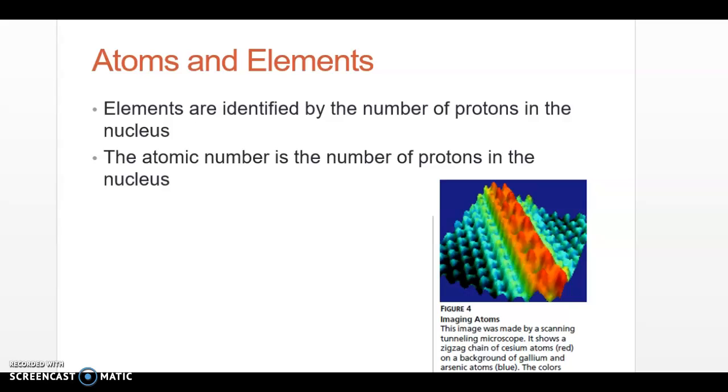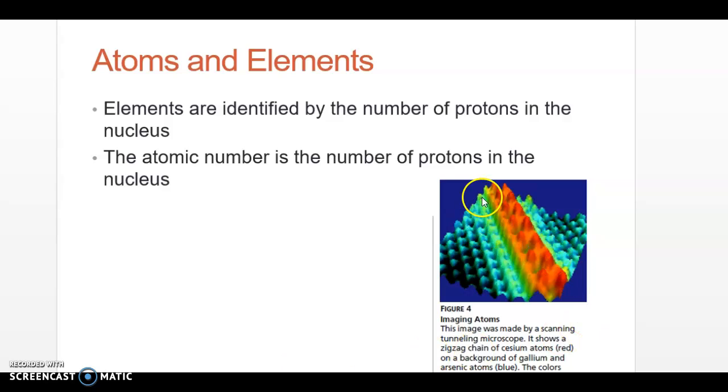Now, protons and electrons are the same in number, but we base it on the number of protons. Okay, so that's why when we talk about the atomic number, we're talking about the number of protons. So they're identified that way. So the atomic number is the number of protons in the nucleus. When we get to the periodic table, I'll point that out to you again.